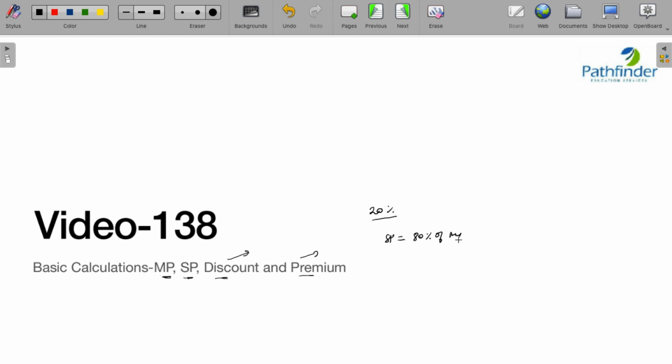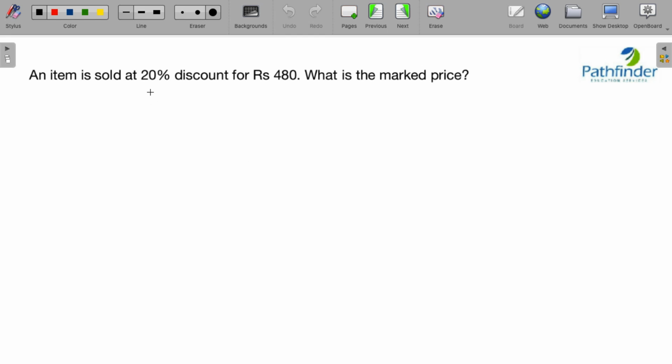selling price must be 80% of market price, or for that matter, discount is 20% of market price, because I have already told you that discount percentages, unless they are mentioned otherwise, will be calculated on marked price. Let us take a look at the first question.